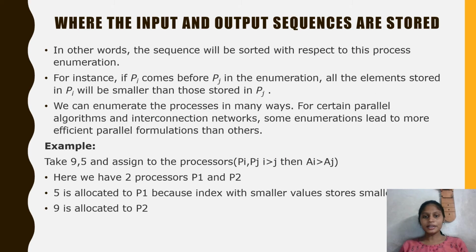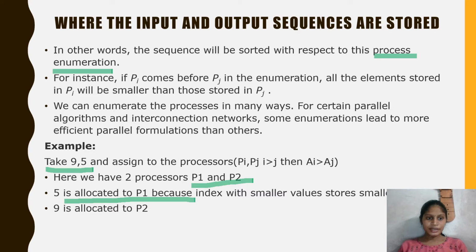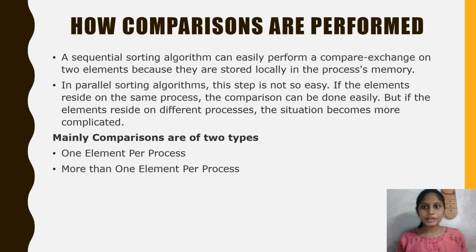In other words, the sequence will be sorted with respect to the process enumeration. For instance, if Pi comes before Pj in the enumeration, all elements stored in Pi will be smaller than those stored in Pj. Let's take an example. Let's take 9 and 5 and processes P1 and P2. 5 is assigned to P1 because the index of P1 is smaller than the index of P2, and 9 is allocated to process P2.